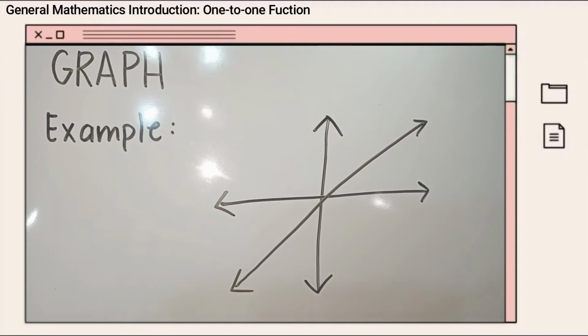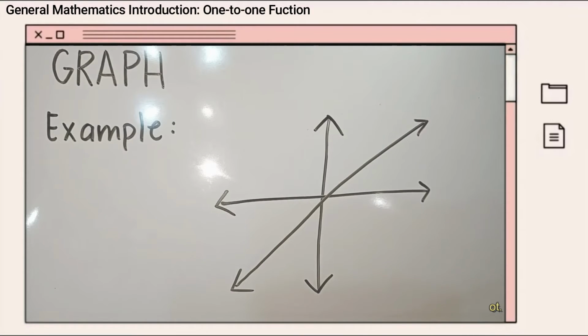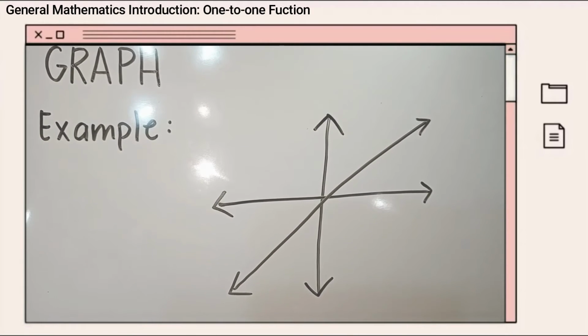I will discuss the graph and real-life situations of one-to-one functions. So now, let us proceed to the graph. For example, to identify if this graph is a function or not, we will use the vertical line test. A vertical line test is a method that is used to determine whether a given graph is a function or not. Try to get a marker or a pen.